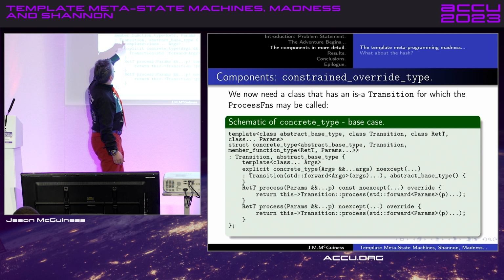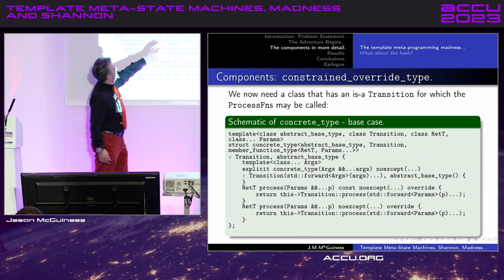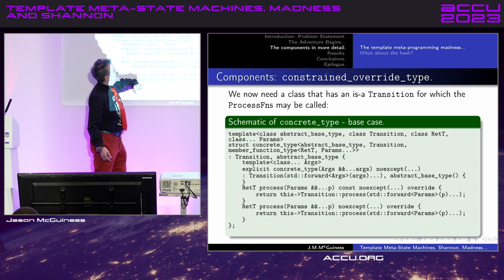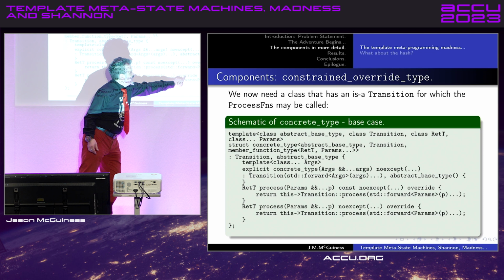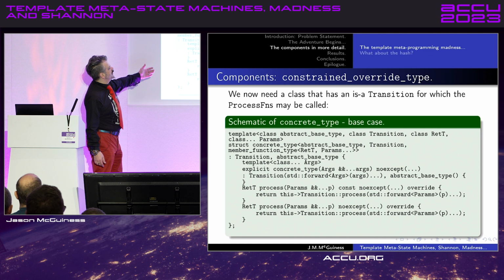Notice transition. We inherit from transition. It's an is-a relationship. We inherit from abstract base type. Remember, we've collected together all those pure virtual functions for our process methods that transition contains. Now, override. Const, non-const. Yes, I've elided the details of the noexcept, because it's ugly and it's not really germane to this exposition.